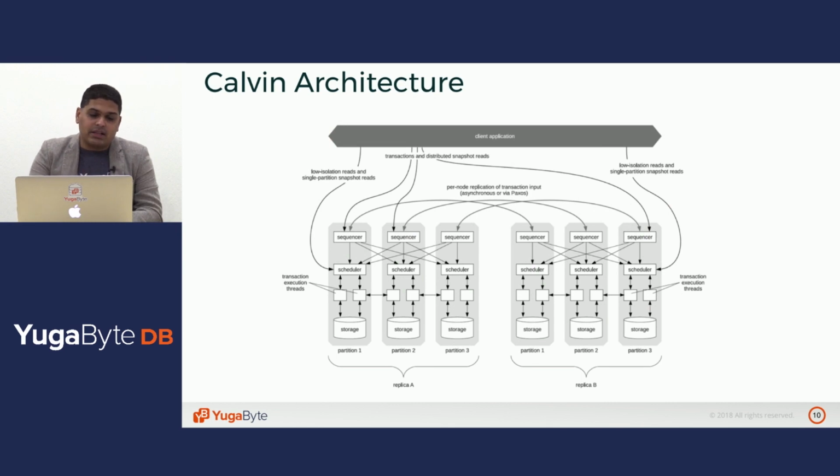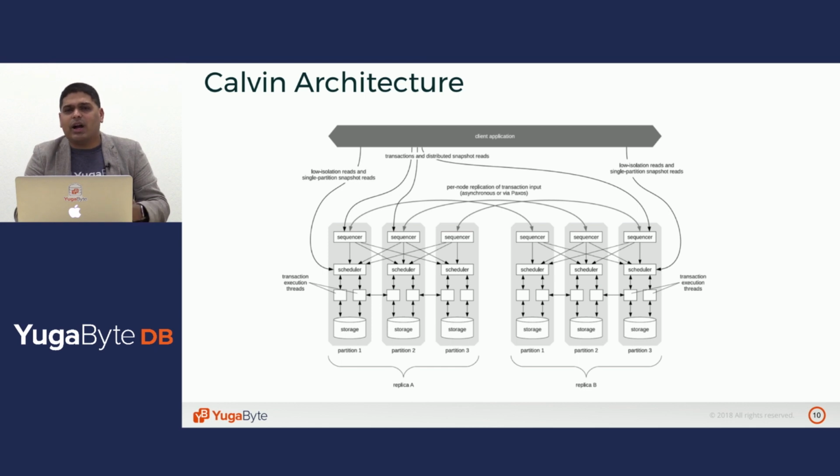Architecturally, Calvin has the notion of sequencers, which is where the clients are actually interacting. However, there is only one sequencer in this entire cluster that is the leader, called the global consensus leader, which takes in the writes in the system, ensures that it is able to do the deterministic ordering, and then sends it down to the schedulers to actually schedule those changes onto the actual storage nodes.